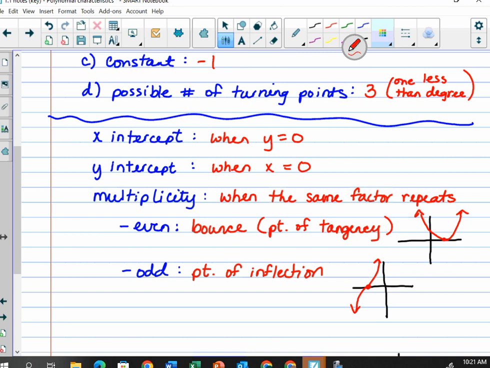Okay. Any questions so far? I'll make sure everybody's caught up, and then we'll do an example where we're going to graph these. Okay?